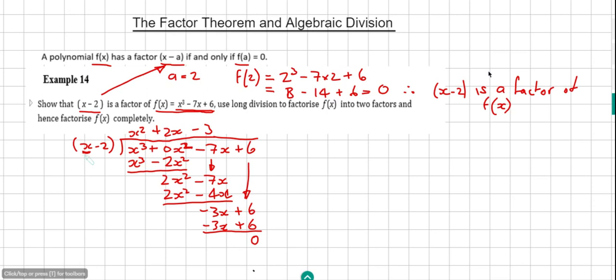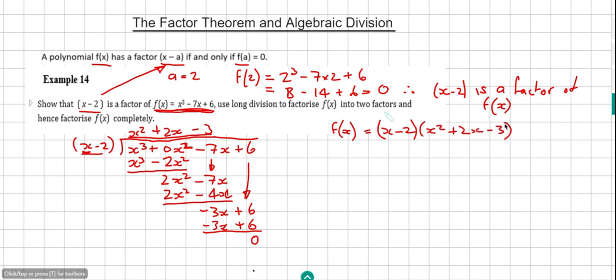Now that we know that x minus 2 is a factor of f of x, we can actually write f of x as a product of two polynomials. So we can say f of x is equal to x minus 2 times this polynomial here, x squared plus 2x minus 3.